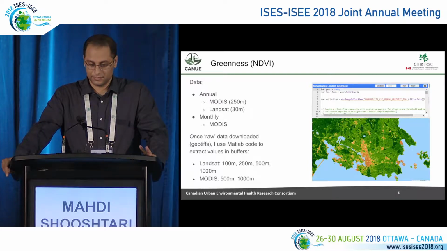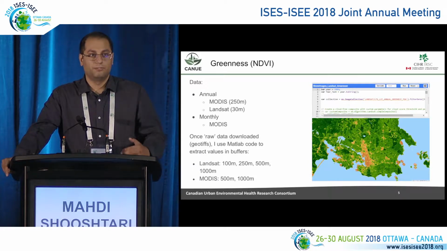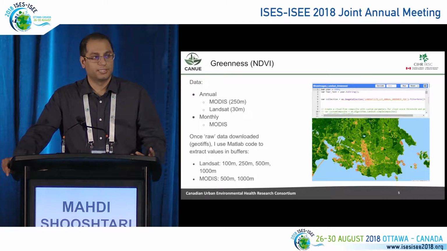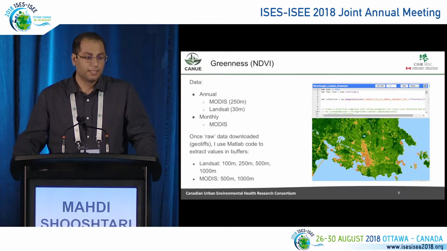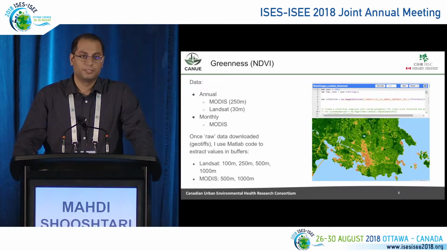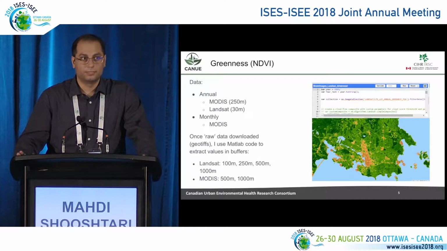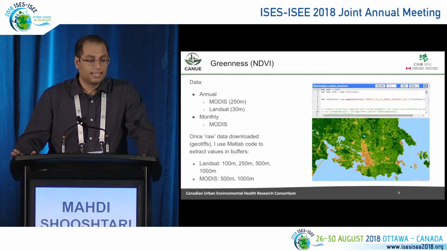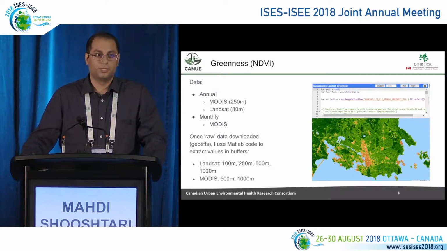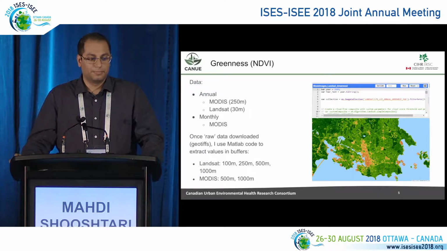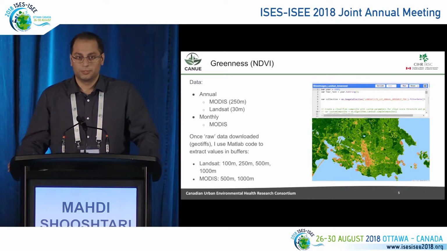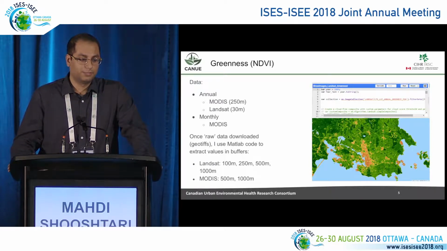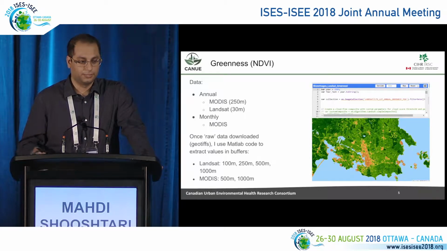For the nighttime light, we could import the list of locations and extract the value for all those locations directly from Google Earth Engine. Here we use another approach. We downloaded the raw data, meaning raw satellite images, and then I calculated buffers around each postal code using a MATLAB script. The buffers for Landsat are 100 meters, 250 meters, 500 meters, and 1 kilometer around each postal code. And for MODIS, it's 500 meters and 1 kilometer around each location.